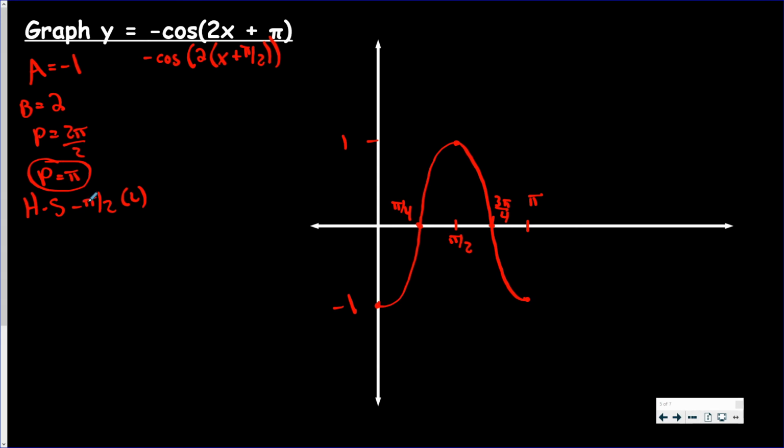Now I'm shifting pi over 2 units to the left. So I just need to make sure, because every tick mark is pi over 4, that I have enough tick marks. So here's going to be negative pi over 4, and then this would be negative pi over 2. So I need to shift everything over 2 tick marks.